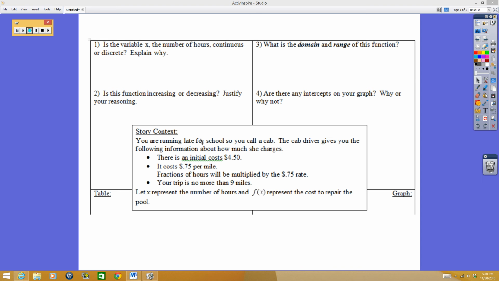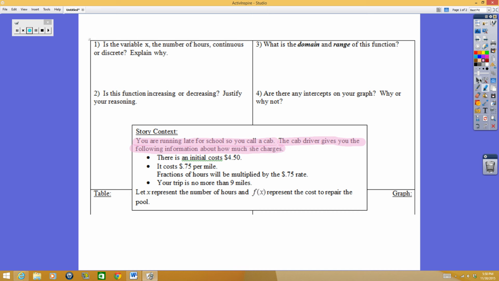Alright, so I'll start off by reading the story for you. You are running late for school, so you call a cab. The cab driver gives you the following information about how much she charges.